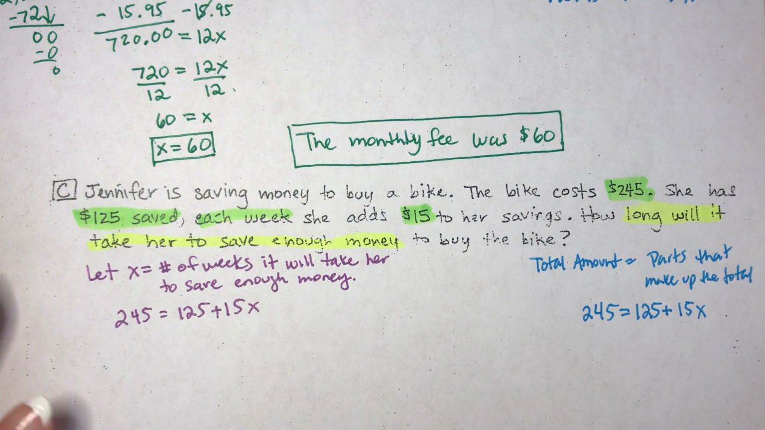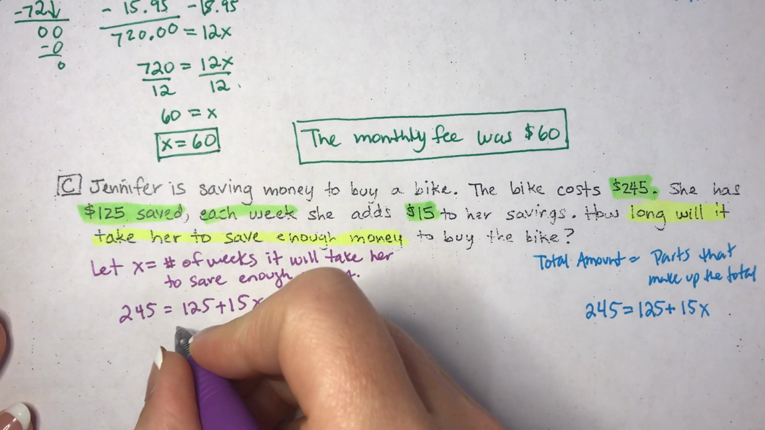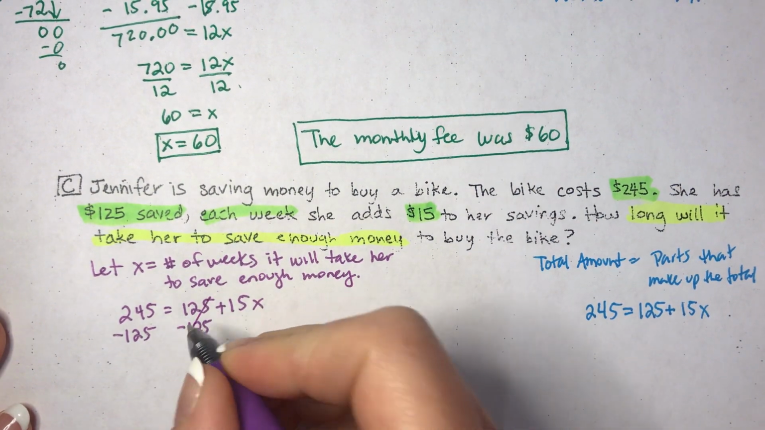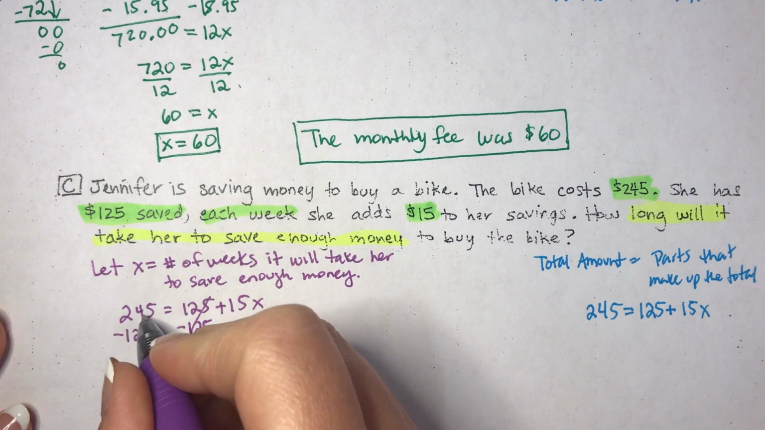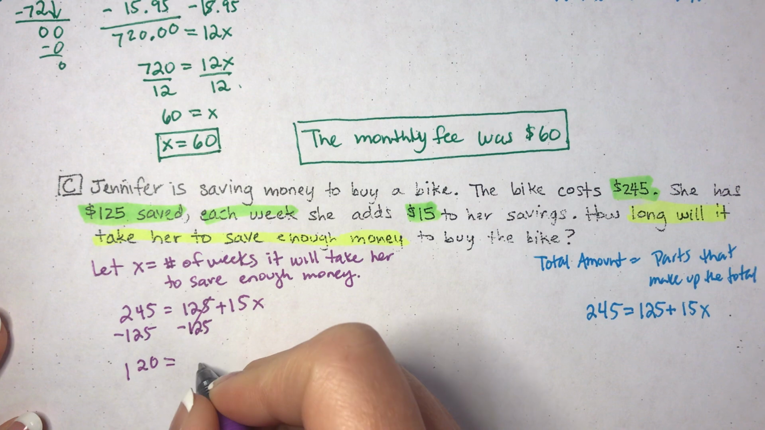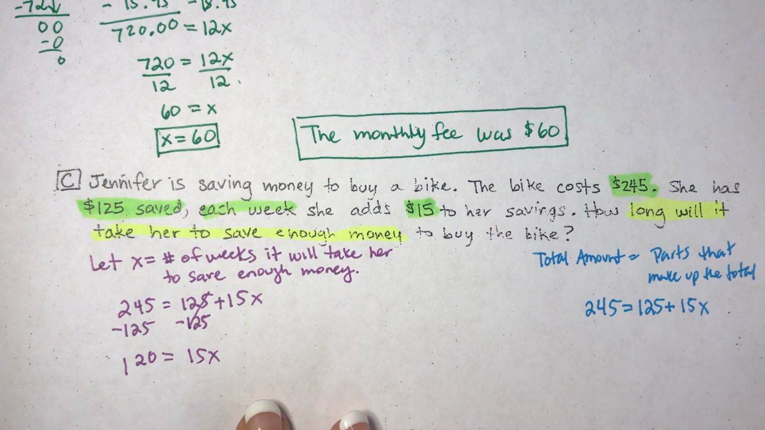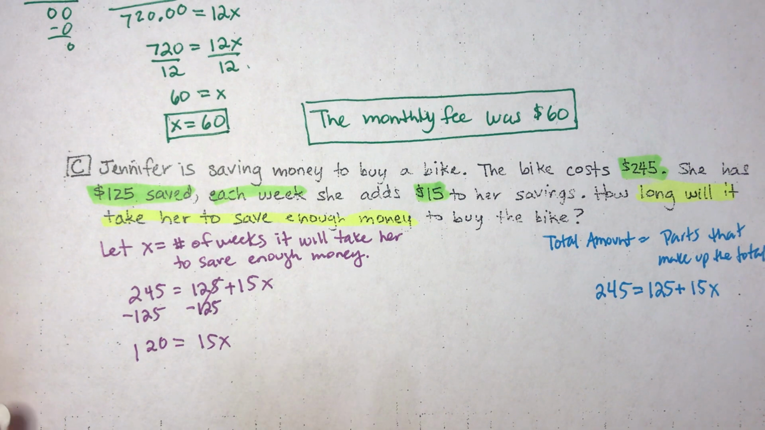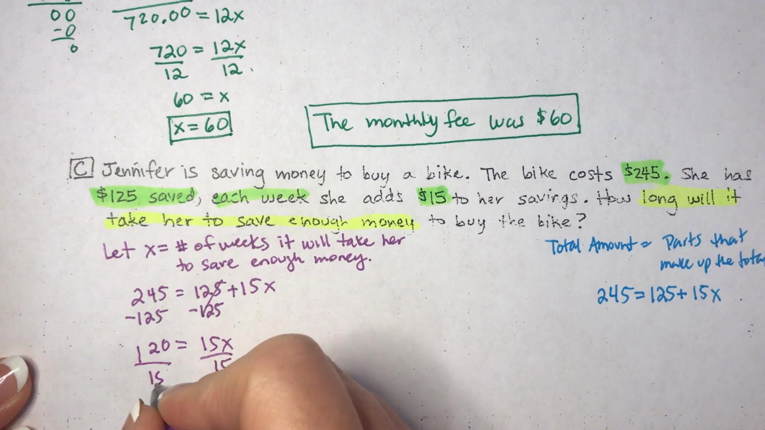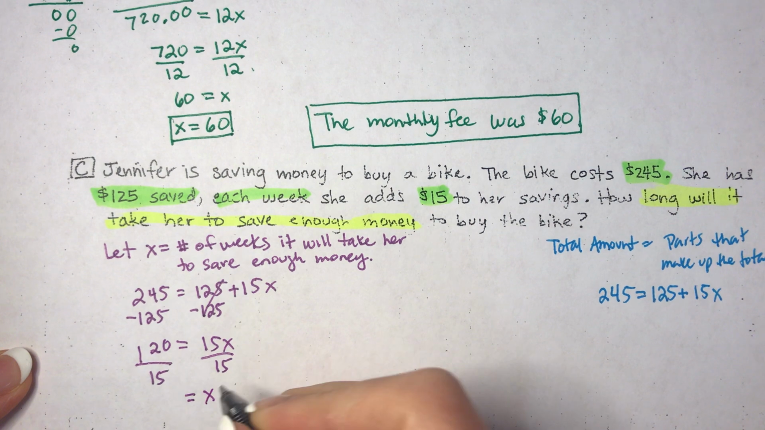Now we're going to determine what x is. So to do that, we have to get rid of this 125. So I'm going to subtract that from both sides. That cancels. 5 take away 5 is 0. 4 take away 2 is 2. 2 take away 1 is 1. Equals 15x. And then we are just trying to get x by itself, so we have to do the inverse operation of multiplication, which would be division. We're going to divide both sides by 15. Okay, 15 divided by 15 is 1. 1 times x is just x.